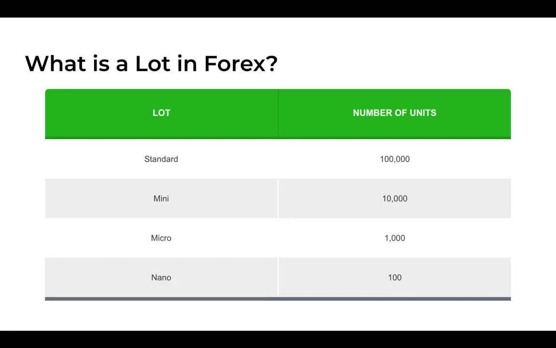Continuing on, what is a lot in Forex? This gives you a better idea about the number of units contained within each lot size. A standard lot would be 100,000 units of currency. A mini lot would be 10,000 units of currency. A micro lot would be 1,000 units of currency, and a nano lot is 100 units of currency. These are the most common lot sizes.